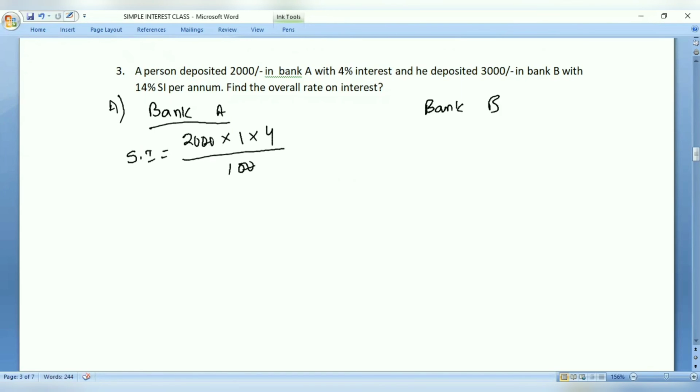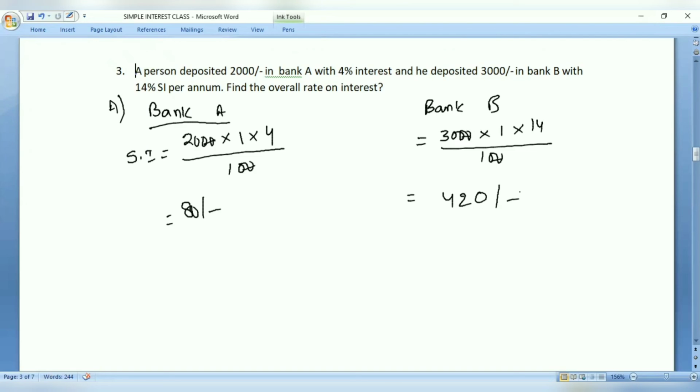So two zeros cancel. The simple interest that you earned is 80 rupees. Now in bank B's case, the principal is 3000 rupees, the time period is again 1 year, and the rate of interest is 14 divided by 100. So two zeros cancel. 14 threes are 42. Okay, so this is what we have received.